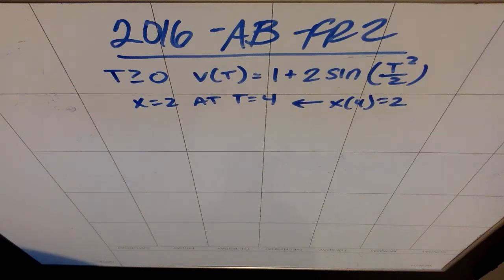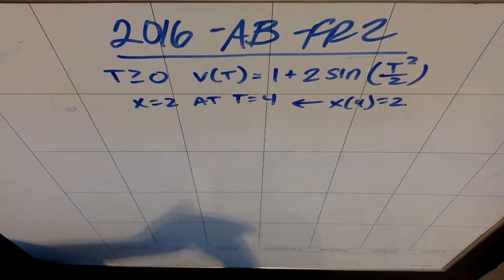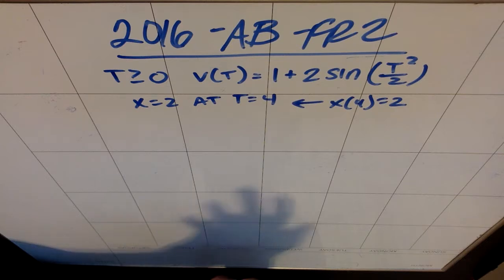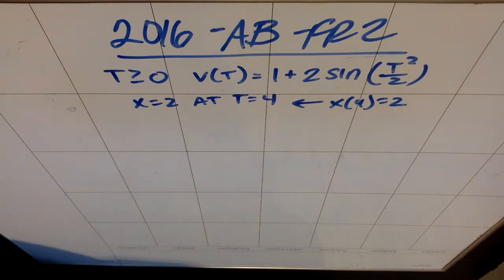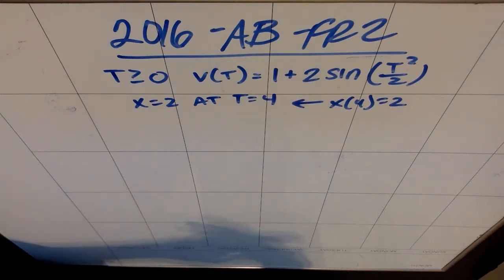We are now doing 2016 AB Free Response 2. For t values greater than or equal to 0, a particle moves along the x-axis. The velocity of the particle at time t is given by this equation. The particle is at position x equals 2 when t equals 4, so that's x of 4 equals 2. Part A, at time t equals 4, is the particle speeding up or slowing down?